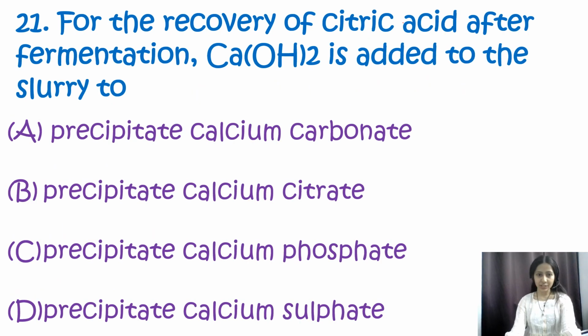Question number 21. For the recovery of citric acid after fermentation, calcium hydroxide is added to the slurry to, options are precipitate calcium carbonate, precipitate calcium citrate, precipitate calcium phosphate, or precipitate calcium sulfate. So over here the correct option will be B, that it precipitates calcium citrate. For the recovery of citric acid after fermentation, calcium hydroxide is added to the slurry to precipitate calcium citrate. Option B is my correct option.